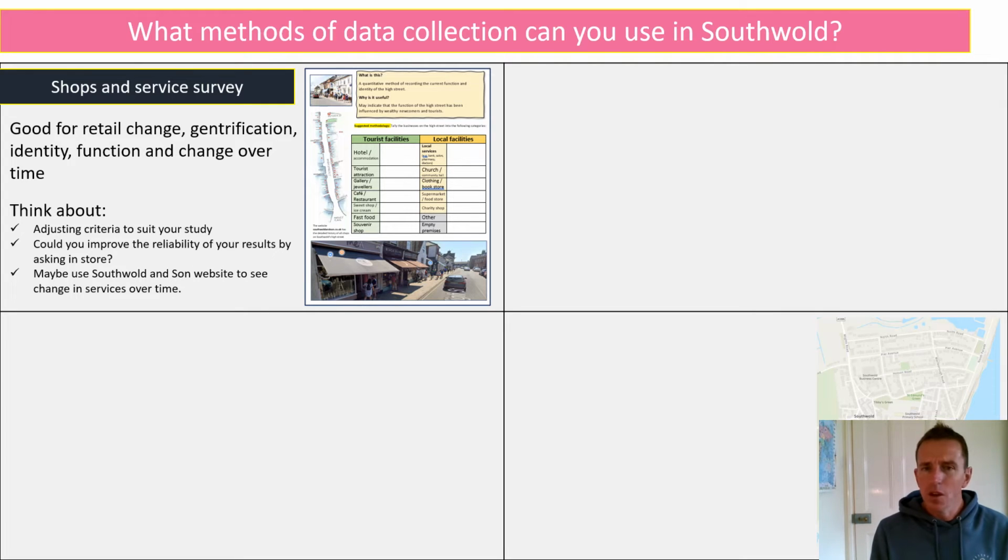Maybe you could look at what the picture was 10 years ago, maybe 20 years ago. This is the type of method that's quite useful for gentrification studies, and for how the impact of second homes has gentrified the high street and changed the high street over time. So this idea of retail change is relevant as well.